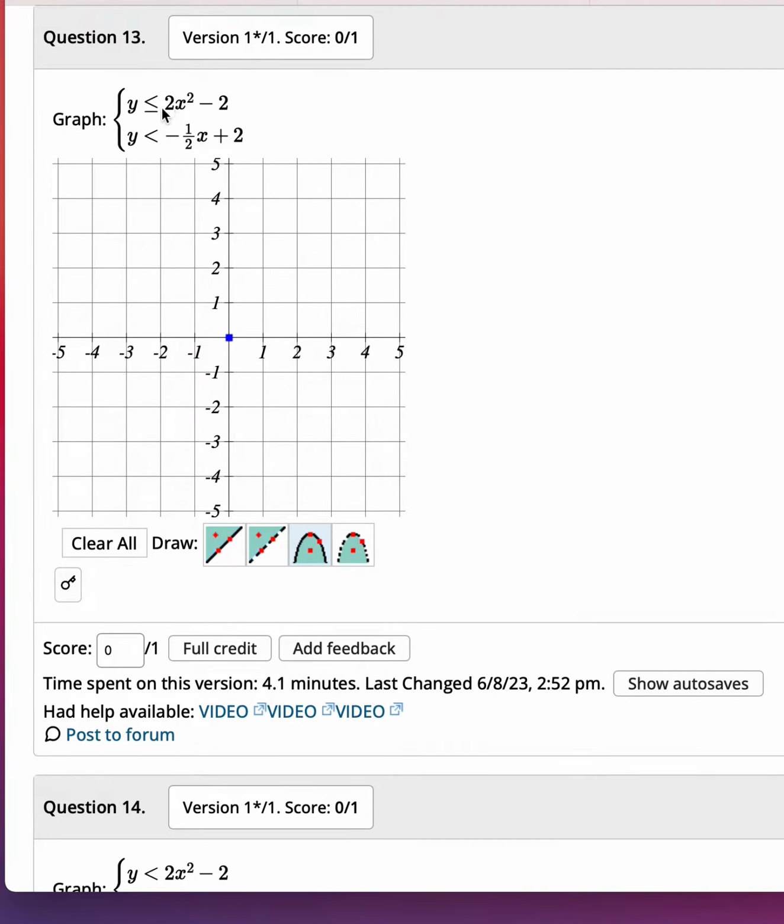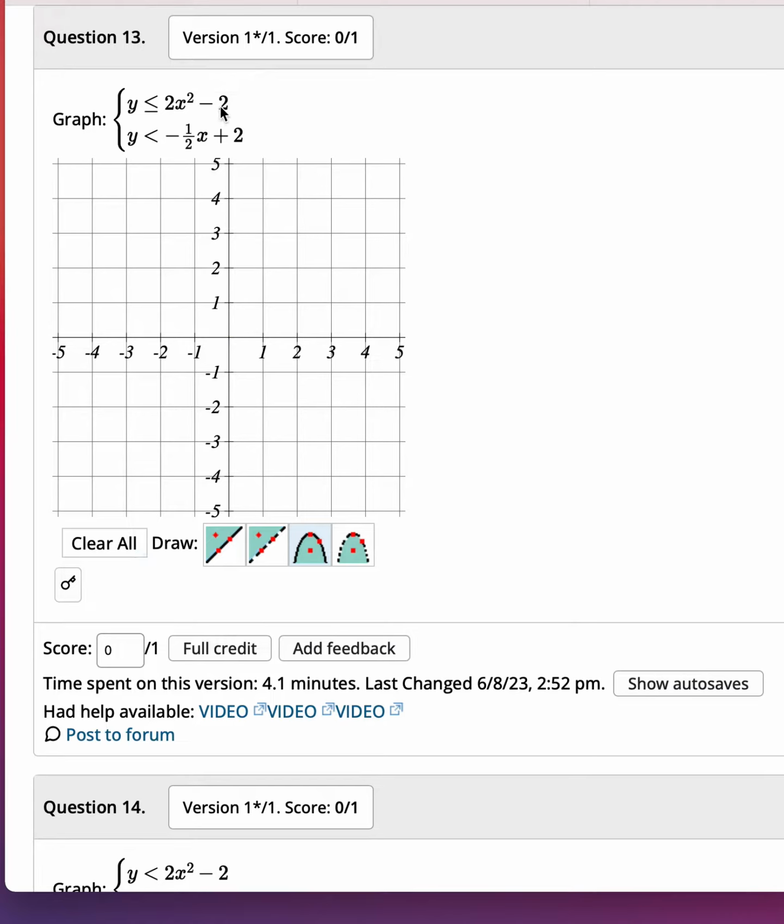If it has a stretch, if it has that 2 out in front, that means instead of going over 1 and up 1, we go over 1 and up 2. If this was a 4, we'd go over 1 and up 4: 1, 2, 3, 4. So that's our stretch. And then the number on the outside, that's our up or down shift.